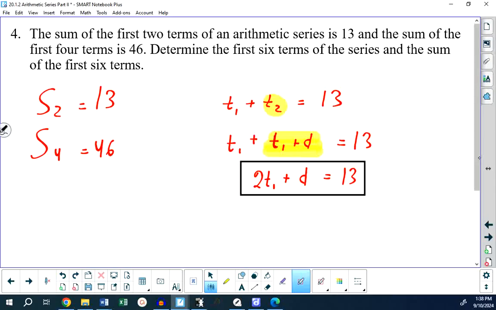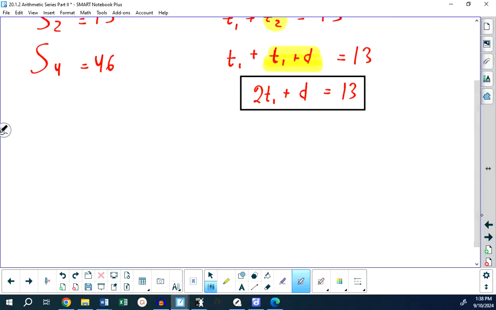Well, I'm going to use the second piece of information, which says, it doesn't matter where I do it, I'll go here, T1 plus T2 plus T3 plus T4 is equal to 46. And there's a lot of places we can go here. For example, I could replace T1 plus T2 with the number 13 because that's what we're told. Instead, what I'm going to do is this.